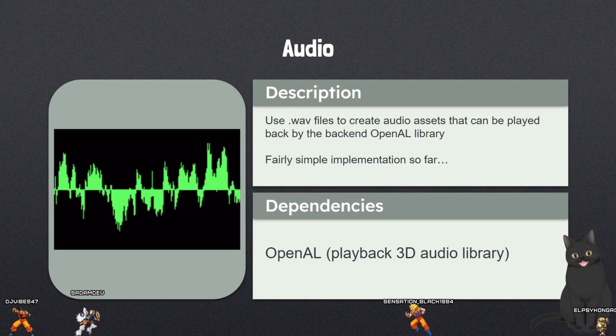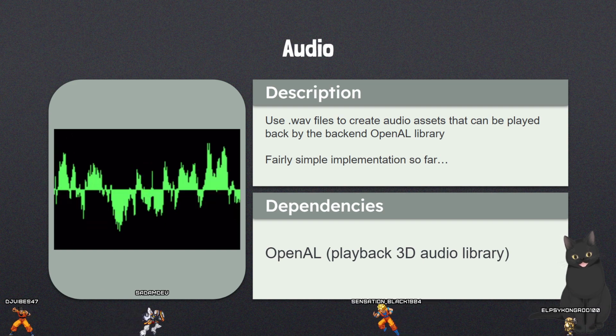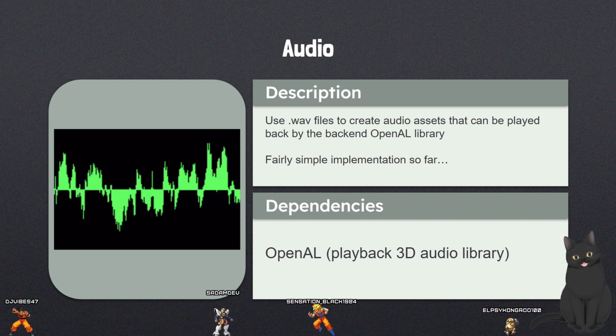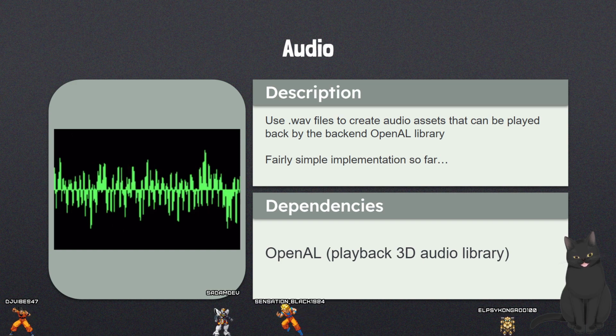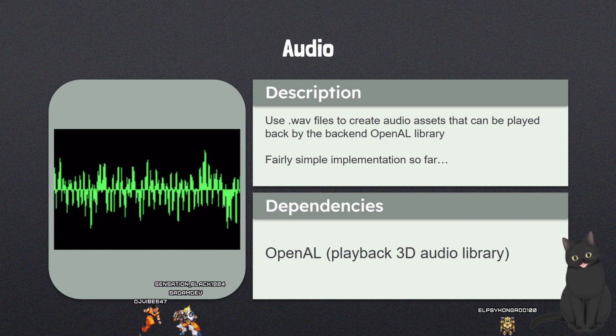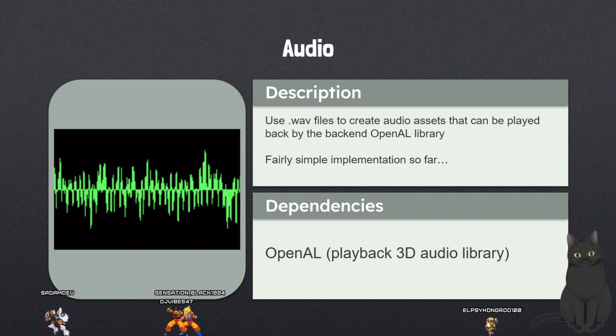The next thing is audio. So right now I only support WAV files because that's all I use, but I could fairly easily add more support for different audio files. WAV files are kind of the easiest files to load in because they're a one-to-one translation into how PCM data is pushed out when you output it to a speaker.